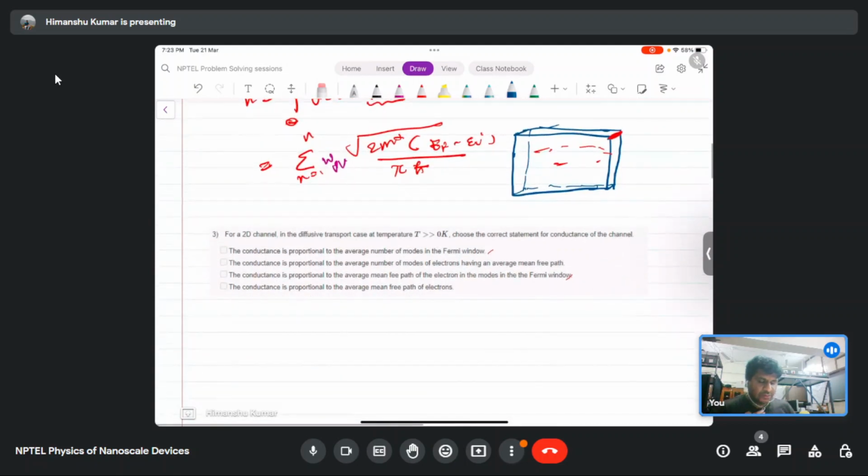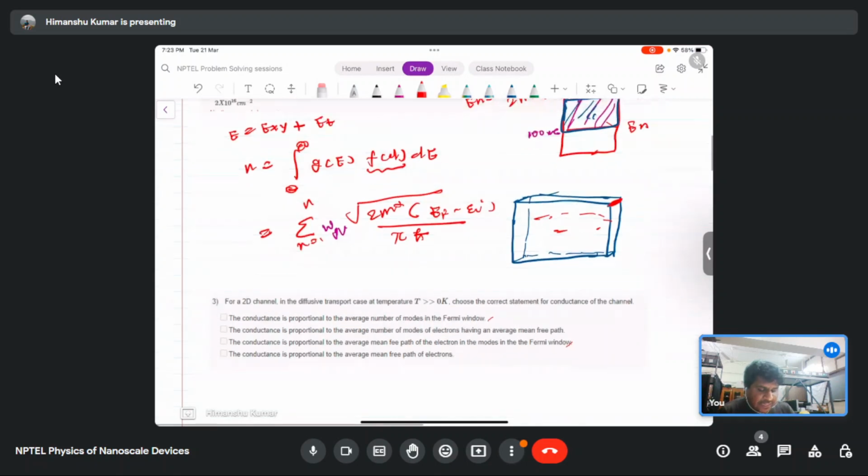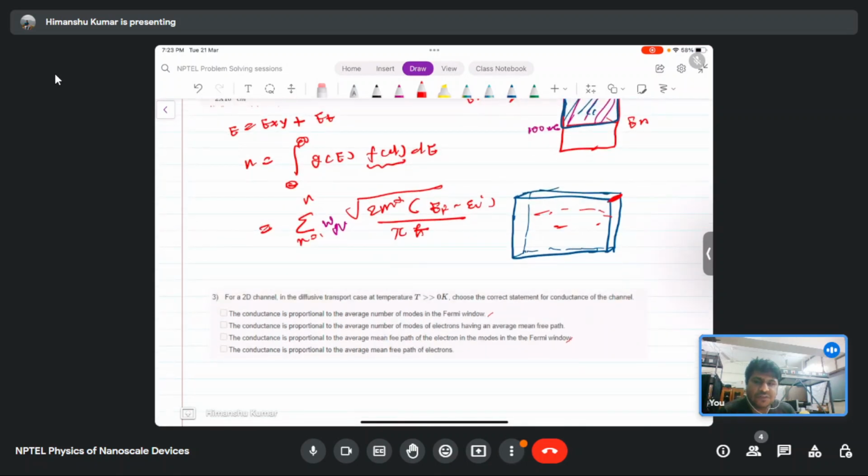Okay, so let's move to next problem. You solve it, and next time if you don't reach the correct answer, then please let me know. Yeah.